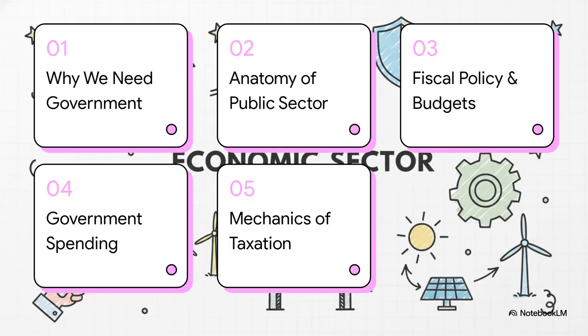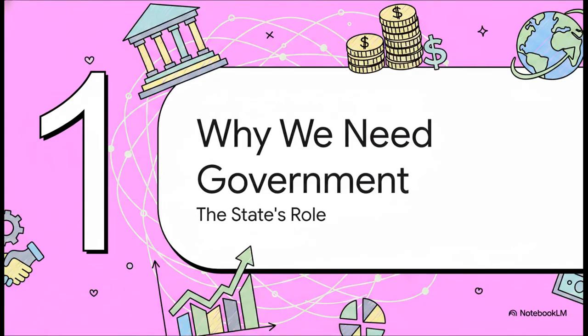Real quick, here is our roadmap for today. We'll be breaking this down into 5 logical steps. We've got why we need government, the anatomy of the public sector, fiscal policy and budgets, government spending and action, and finally, the mechanics of taxation. All right, starting off with Section 1, why we need government.